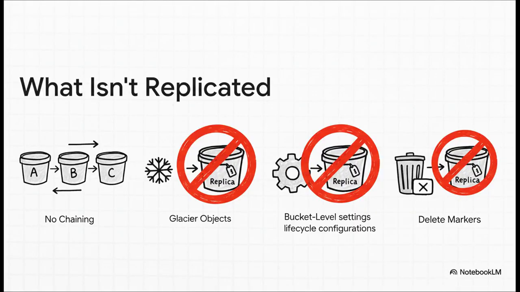Okay, so by default, S3 won't replicate objects that are already replicas, so you can't chain replication from bucket A to B to C. Objects that are deep in Glacier storage, yeah, they have to be restored first. And of course, bucket-level settings like lifecycle policies don't get copied over. Oh, and a big one, delete markers, those little placeholders for deleted objects. They're not replicated by default, though you can turn that on if you need to.